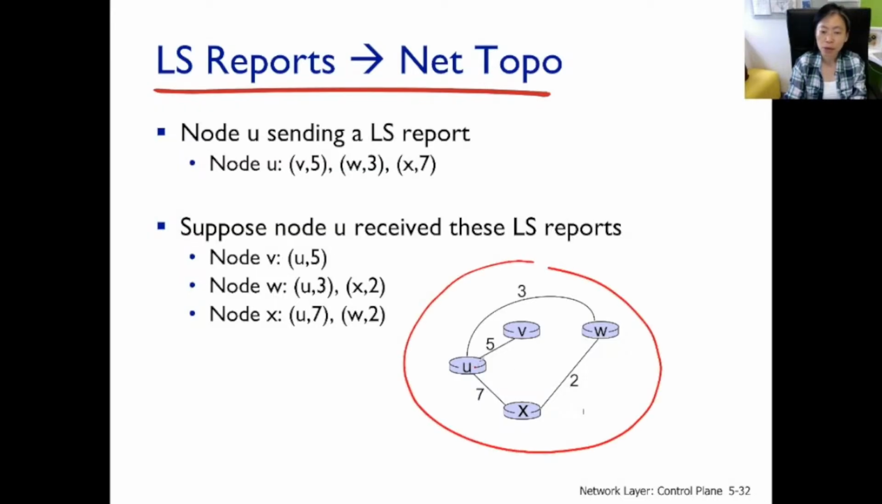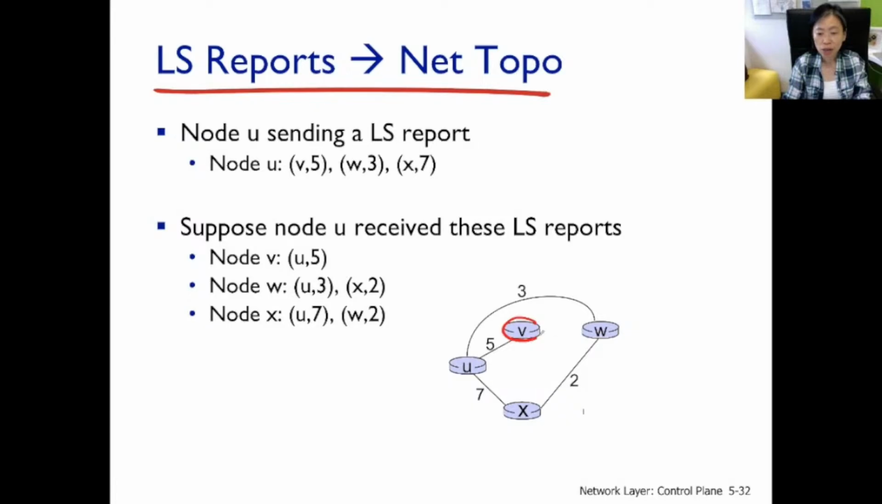You see, U connects to V, U connects to W, U connects to X. So if we are node U, generating node U's link state report, it's going to contain the ID of the node itself. There are 3 neighboring nodes, V, W, X, and the cost on the link to these nodes: 5, 3, 7. So U to V, link cost 5. U to W, link cost 3. U to X, link cost 7.